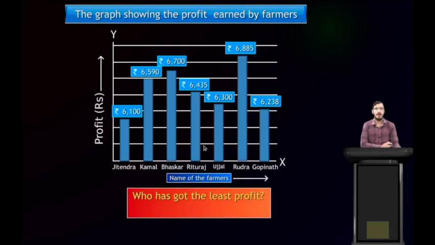Now who has got the least profit? So can you tell me who has got the least profit? Yes, you can see the graph paper, and 6100 is the least profit, and that is Jitendra. So Jitendra has got the least profit here. Okay.